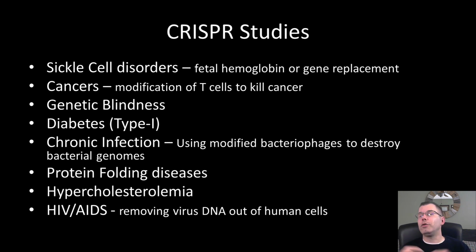Chronic infection, using bacteriophages that are programmed to destroy bacteria. So instead of using antibiotics, now using viruses to actually kill the bacteria in the body, which don't harm people. Protein folding diseases, where proteins don't fold right, getting the right proteins in the right shape. Hypercholesterolemia, so people that make excessive amounts of cholesterol: instead of using statin drugs or other types of drugs to lower the amount of cholesterol, they're trying to manipulate the genes to make normal amounts of cholesterol. And then HIV and AIDS, trying to remove the DNA out.